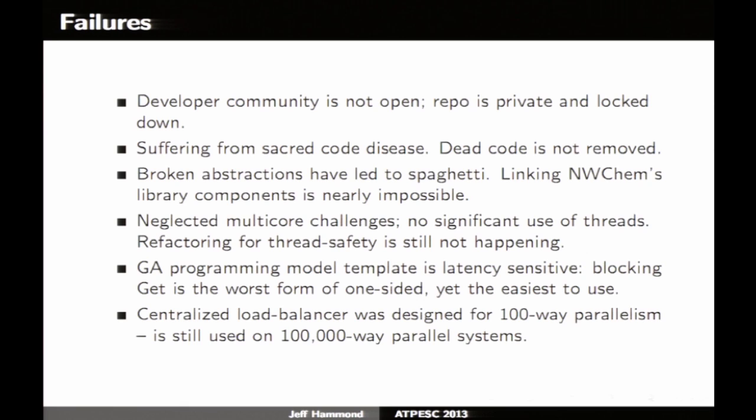The GA programming template is latency sensitive, so there's a blocking get, which is, from a performance standpoint, the worst form of one-sided, because you have to get data, it has to come all the way to you, and you're waiting for the data to arrive before you act. It's by far the easiest to use, and that's why it's there, but if you scale out the machine and you become latency sensitive, it becomes an issue. And there's a centralized load balancer that was never designed to scale to petascale, but because it worked well enough from 100-way parallelism, it's still being used.